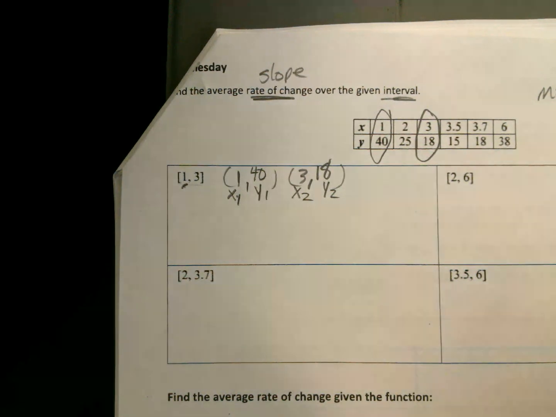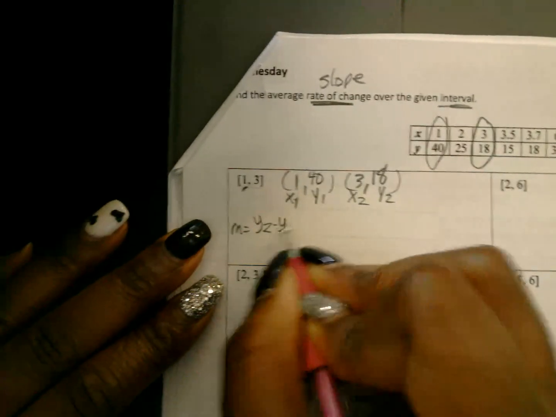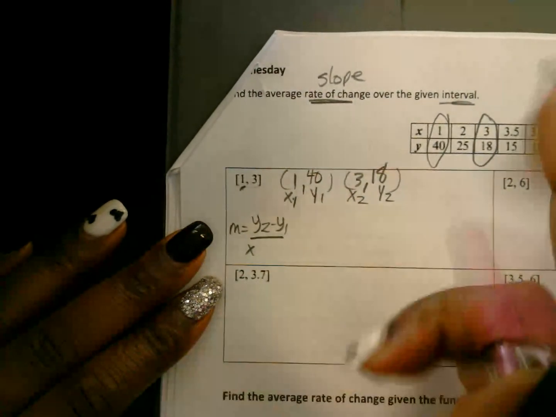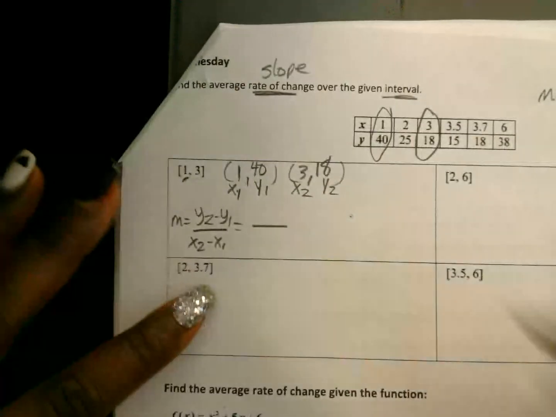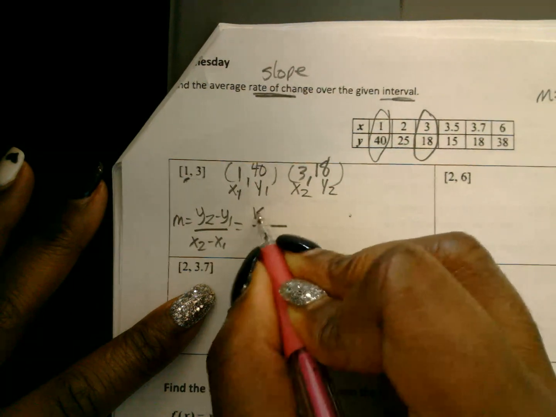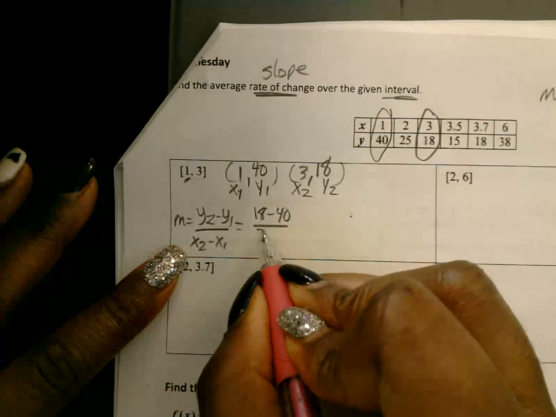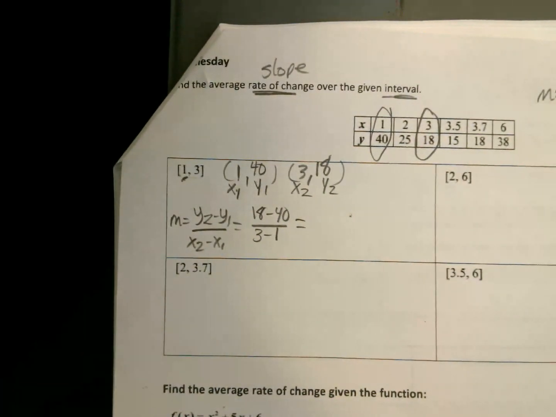So now they want you to find the rate of change. So we're going to rewrite the slope formula to figure out what the rate of change is between those 2 points or intervals. What do we put on the top? What minus what? 18 minus 40. What do we put on the bottom? 3 minus 1. Okay, let's type that in.